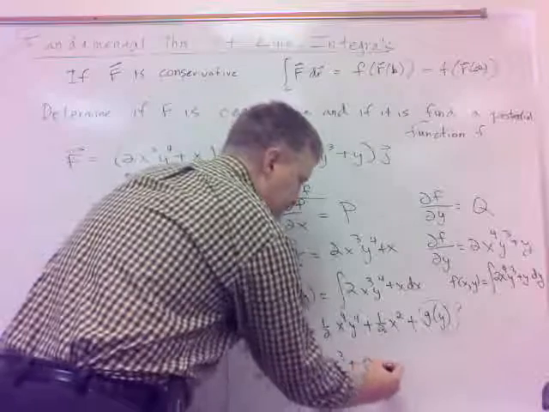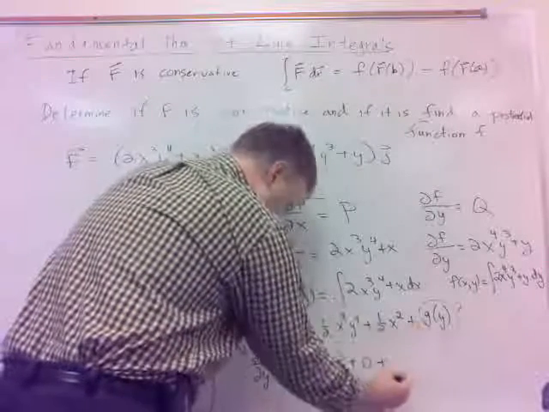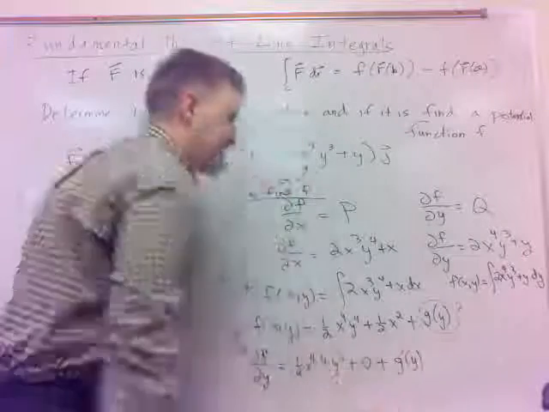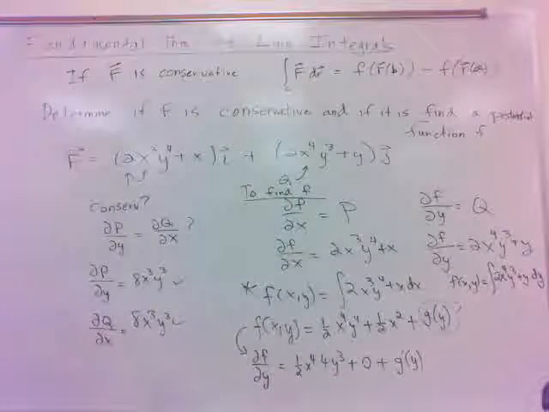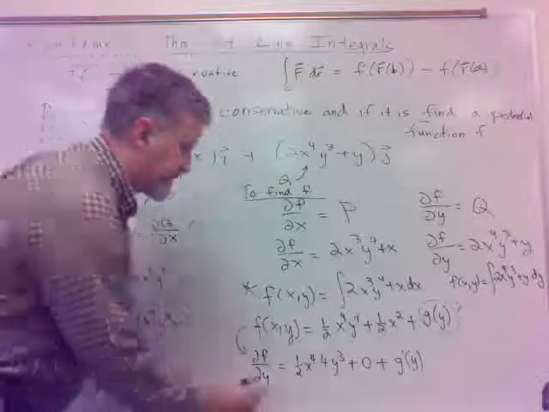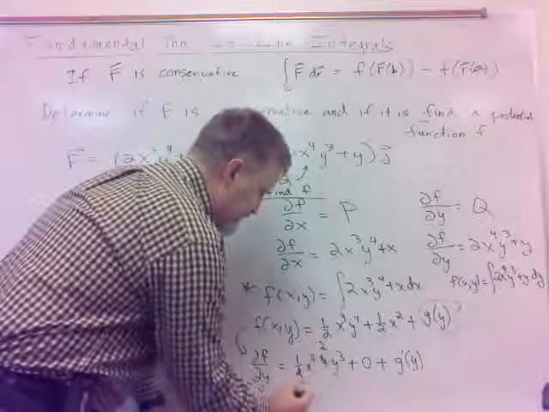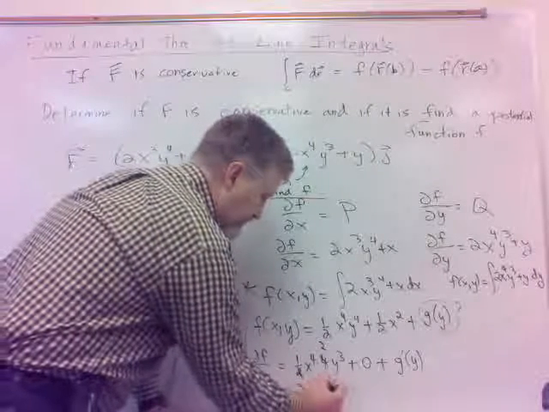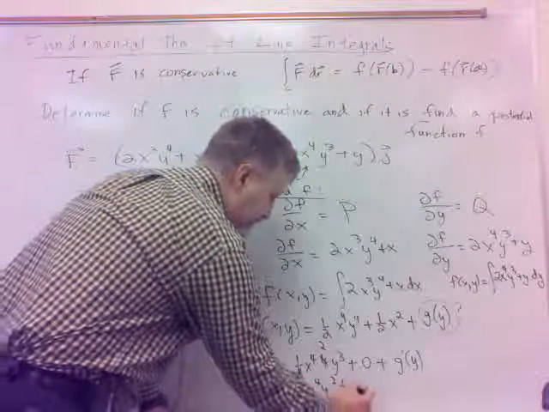The partial of the x squared term would be 0. And then the partial of that with respect to y, that would just be whatever its derivative is. Okay? So you're asking, well, how does that help us? This is 2x to the fourth y cubed plus g prime of y.